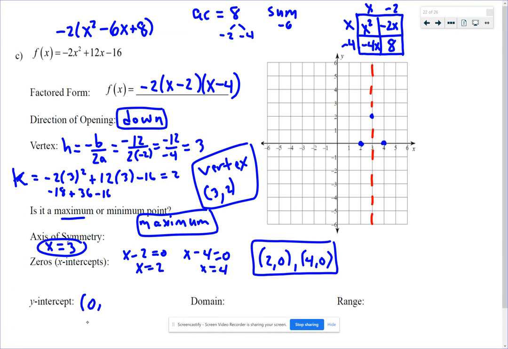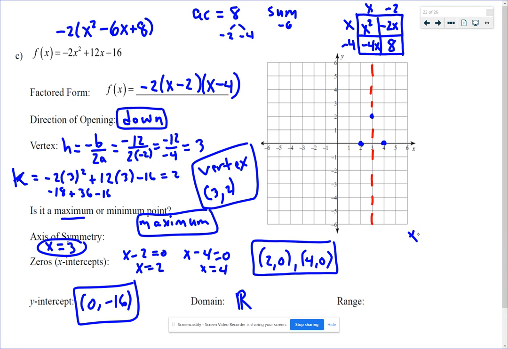Y-intercept, oh yeah, we don't have that yet. 0, negative 16. Ugh. I'm not even going to try to put that on the graph because that's way off my graph. Domain is all real numbers. Say it in words or say it with the symbol capital R or say it with the negative infinity infinity that we used last time. And then the range, I'm going to wait so I can see it more easily once I have the graph completed.